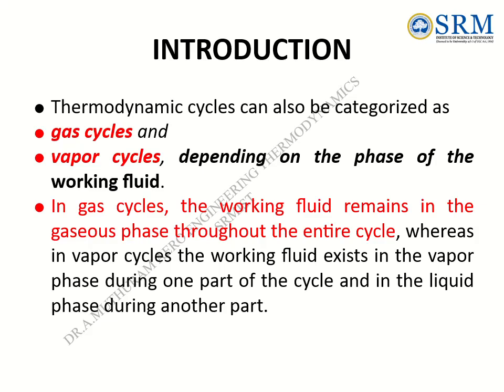Thermodynamic cycles can also be categorized as gas cycles and vapor cycles, depending on the phase of the working fluid. In gas cycles, the working fluid remains in the gaseous phase throughout the entire cycle, whereas in vapor cycles the working fluid exists in the vapor phase during one part of the cycle and in the liquid phase during another part.